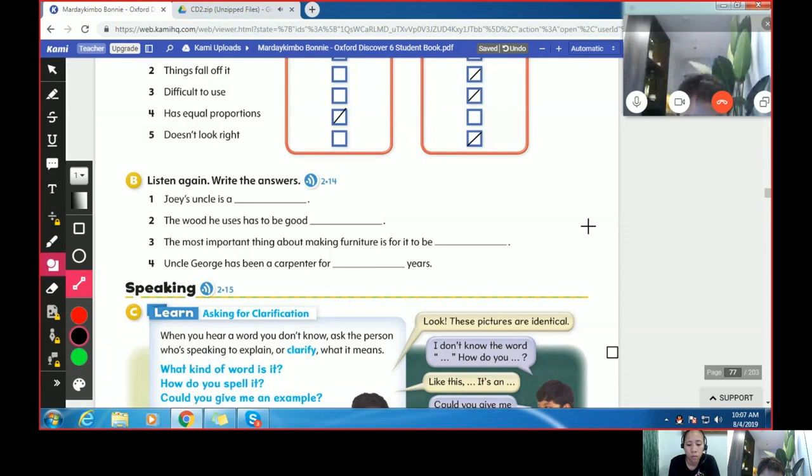Hi, Uncle George. Can I interview you for my school assignment? Our teacher asked us to interview someone about their job. Sure, Joey. What do you want to know? Well, you're a carpenter, right? Can you make anything anyone wants? Sure. I can make just about anything. Tables, chairs, beds, shelves, you name it.